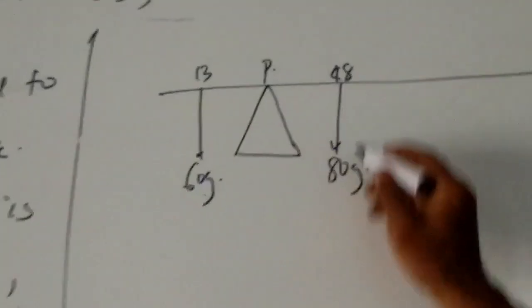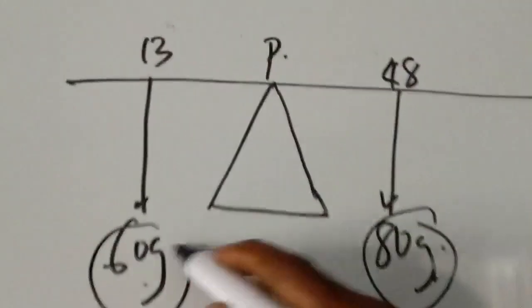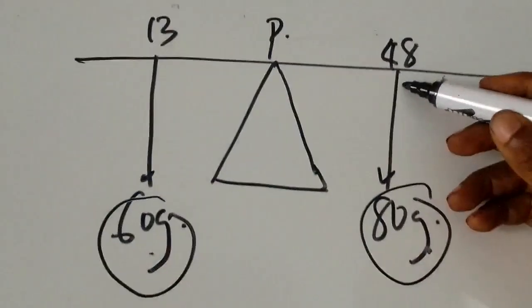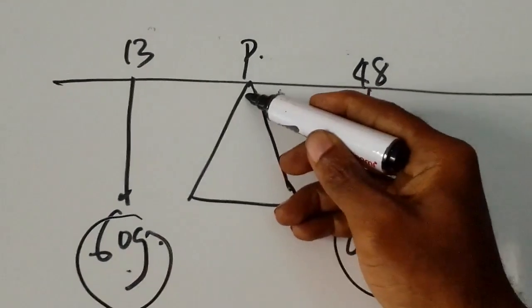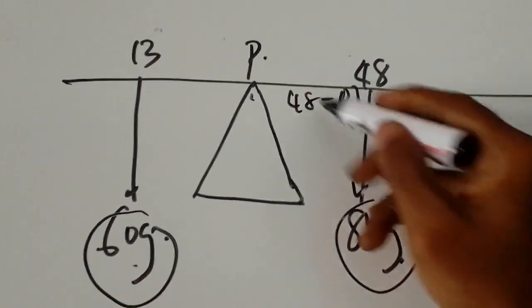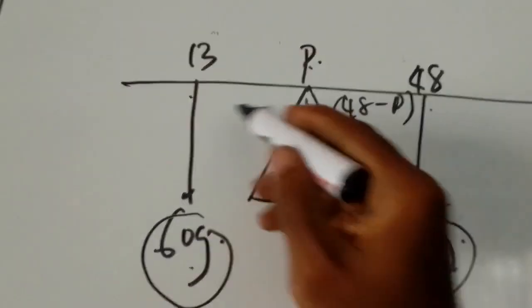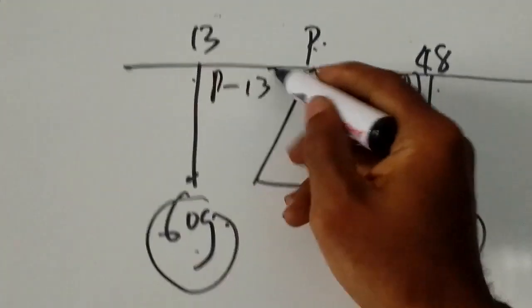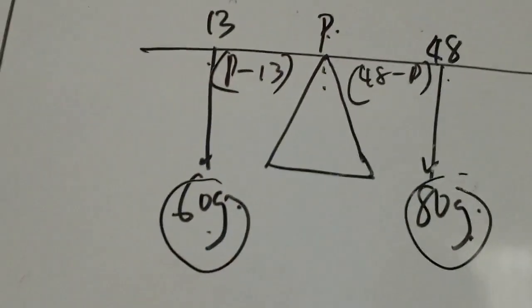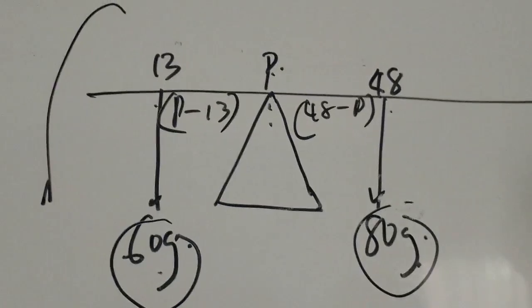We recognize two forces here, the weight of the meter rule and the 60 gram mass. We find the distance between the meter rule's weight and the balance point pivot, which is 48 minus P. And the distance between the 60 gram mass and the pivot is P minus 13. As we normally do, we take this end as clockwise and the other end as anticlockwise.